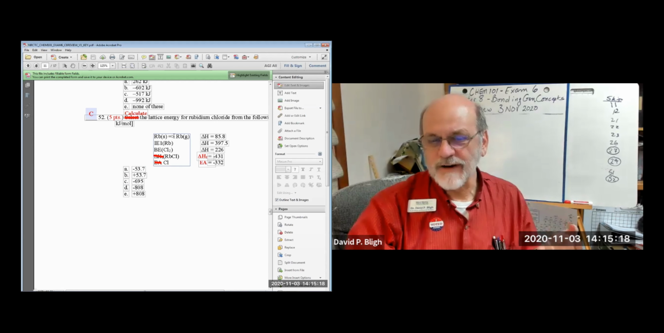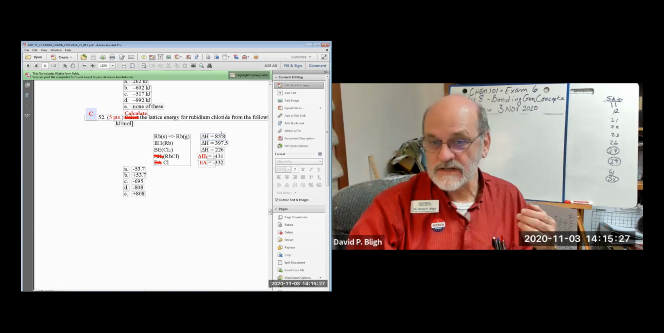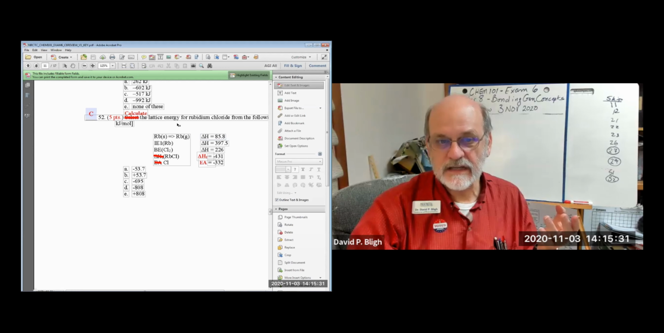This one defines the vaporization of the solid, rubidium solid to gas. That's how much energy it takes per mole. And this is in kilojoules per mole, just like the problem says, kilojoules per mole.